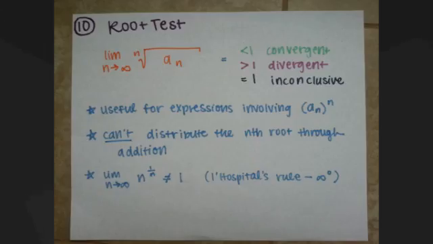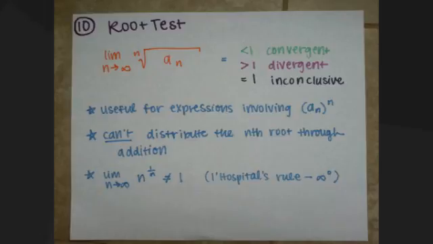Awesome! Finally, we have the root test. Basically, we take the limit as n goes to infinity of the nth root of a sub n. If the limit is less than 1, then the series is convergent. If it's greater than 1, the series is divergent. If it equals 1, the test is inconclusive. This test is useful for expressions involving a sub n to any nth power. So basically, if n is in the exponent, you want to use this test.